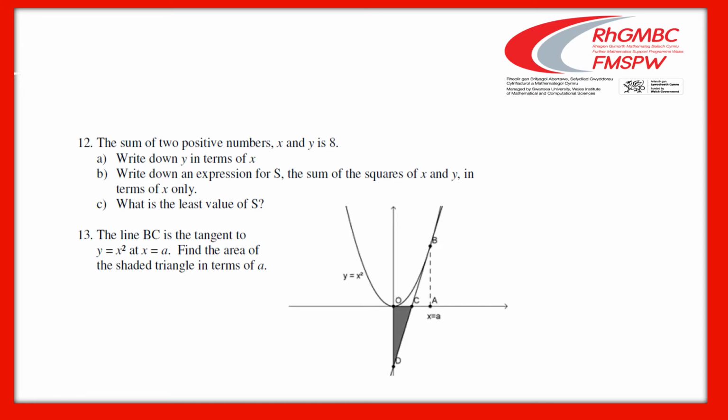Having a look now at question 13, where BC is a tangent to the curve y equals x squared at the coordinate where x equals a. And we have to find the area of the shaded triangle in terms of a. So a bit of a hint here, it's a right angled triangle, and you could get the lengths hopefully of OC and OD. So pause the video and have a go at this question.